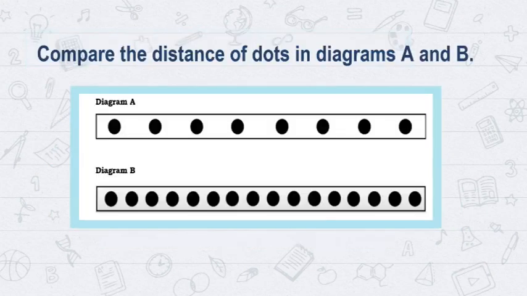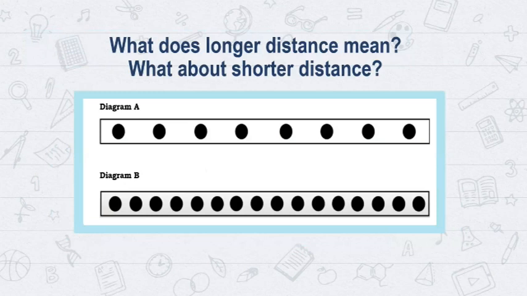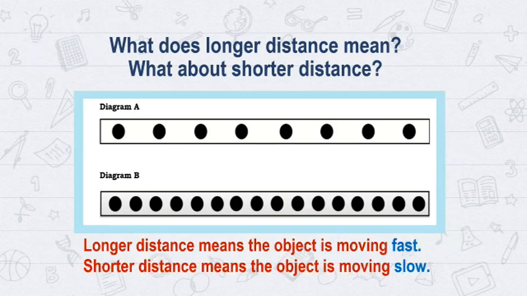Let us try to analyze diagrams A and B. Try to compare the distances of the dots in diagrams A and B. Right, the dots in diagram A have longer distances than diagram B. What does longer distance mean? What about shorter distance? Correct. Longer distance means the object is moving fast, while shorter distance means the object is moving slow.